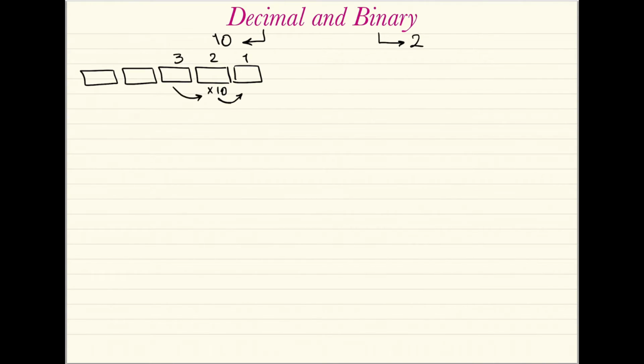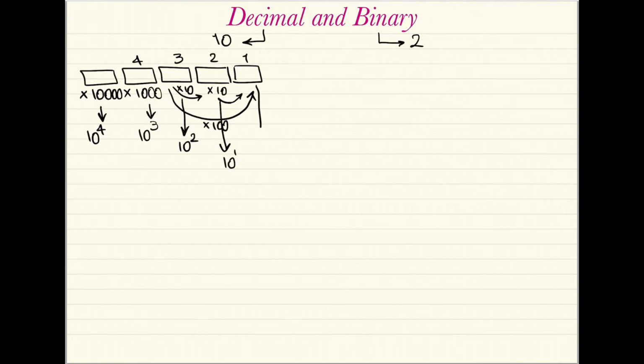For example, this box is 10 times bigger than the first box. The third box is also 10 times bigger than the second box, but it makes it 100 times bigger than the first one. The fourth one is 1,000 times bigger, and the fifth one is 10,000 times bigger, right? Or in other words, 10,000 is 10 to 4, 1,000 is 10 to 3, 100 is 10 to 2, 10 is 10 to 1, and the first one, 10 to 0, we can say, which is equal to 1.